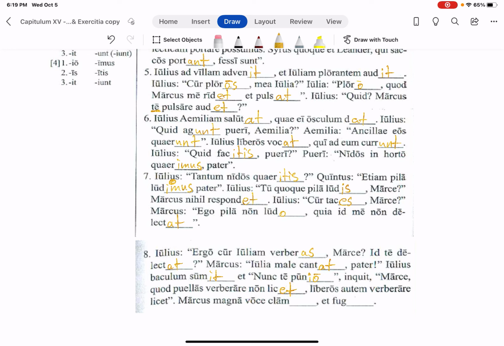And remember, licet is one of those impersonal verbs that means it is allowed or it is permitted. So non licet means it is not permitted. So he's saying, Marcus, it is not permitted verberare puellas, to beat girls. Libros autem verberare licet, but it is permitted to beat children, because he's their father, I suppose. And he's very much in the camp of being pro corporal punishment, as you well know from Familia Romana.